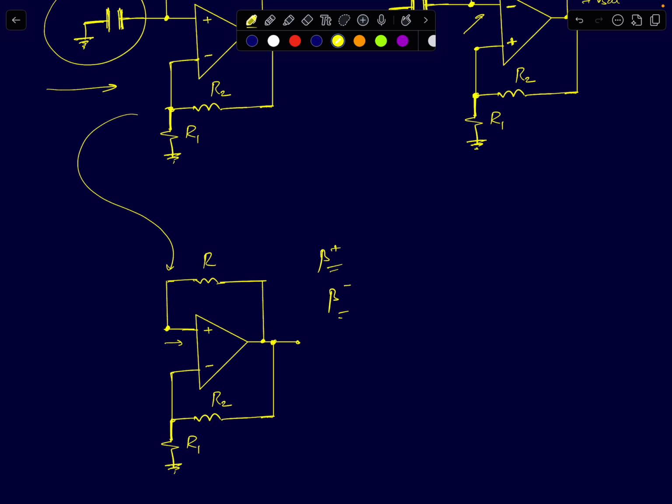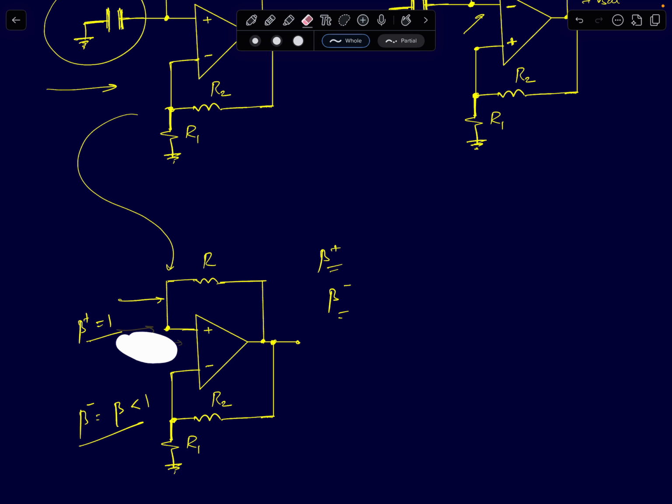So in this circuit, you can see the output is fed back to the non-inverting terminal. This is the positive feedback loop, and this is the negative feedback loop. The negative feedback factor, I'll call it beta minus, is simply R1 by R1 plus R2. Let's call that beta, and this will always be less than 1. On the other side, the feedback factor in the positive path is equal to 1. So naturally you can see beta plus, the positive feedback, is more dominant in the circuit. Because of that, the output is either going to remain at plus Vsat or at minus Vsat.